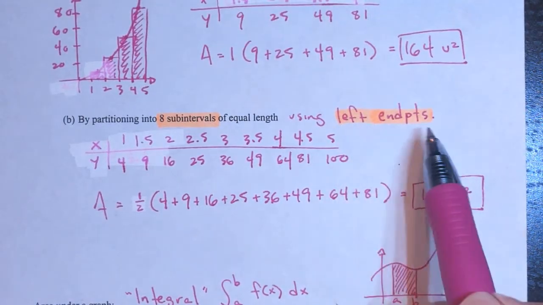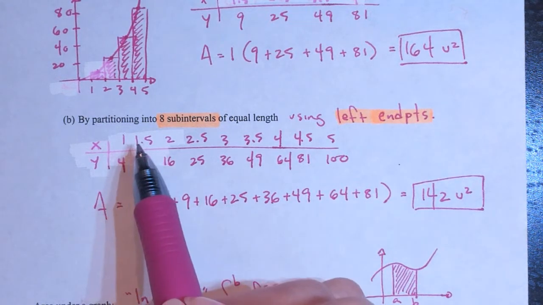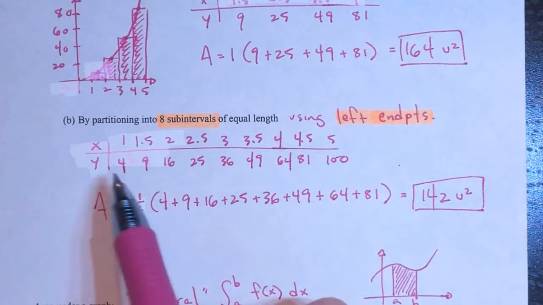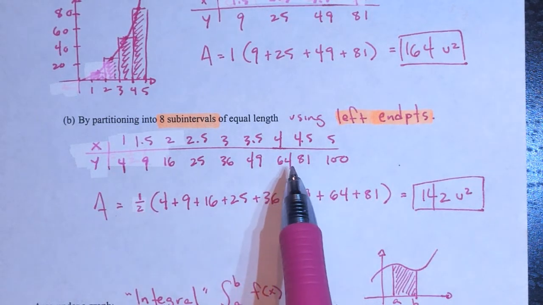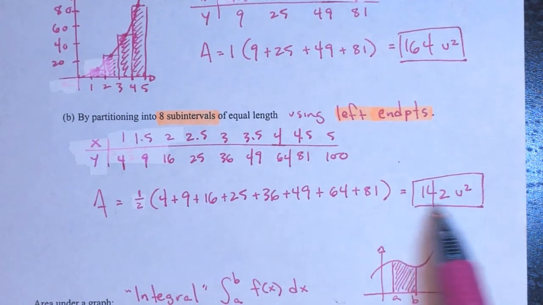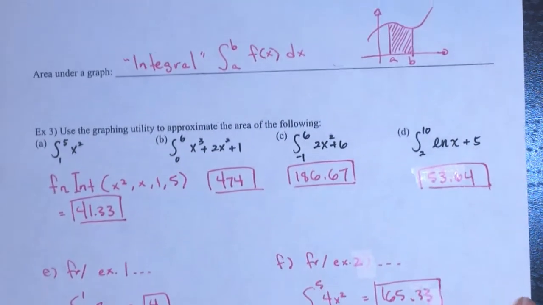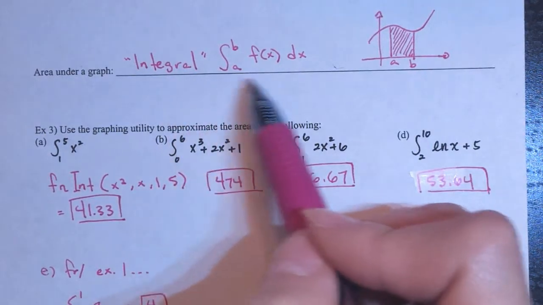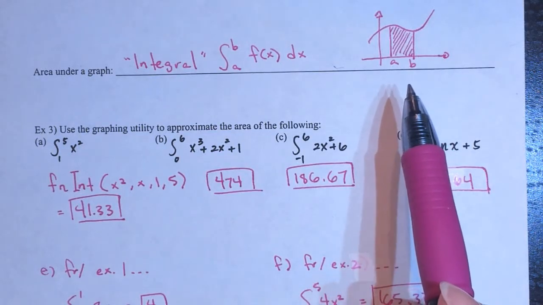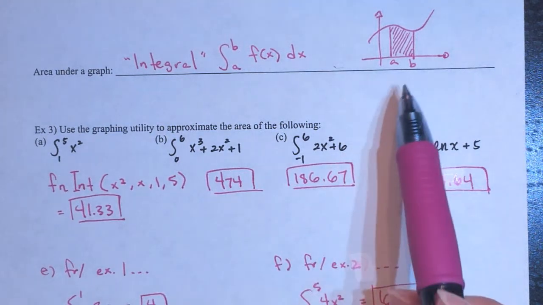You're using left endpoints. So let's see, what's my base? What are all my heights? My base is 0.5, right? All my bases are 0.5, so 1/2. And then for left endpoints, I go from 4 all the way to 81. I plug it in, and I get this. So this is an approximation, not a final answer. And then what we do on our calculators is an integral, and that is a real final answer. It's not an approximation. It's really the answer to it.